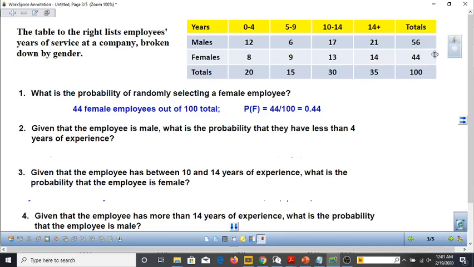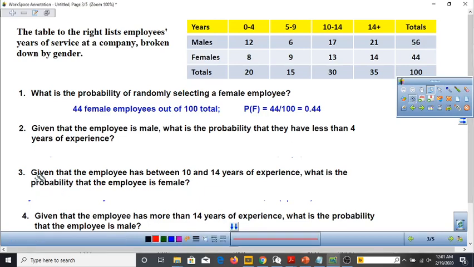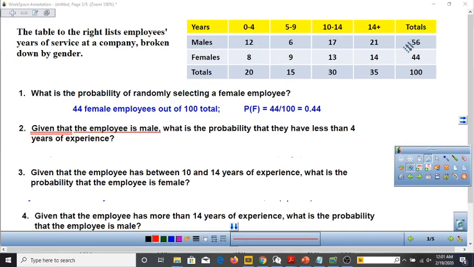Now, how do we know we're dealing with conditional probability? If the words given that are either stated or implied, then whatever comes after that is what we're restricting ourselves to. That's the conditional probability. So what comes after the words given that is the only part we're considering. So since we say given that the employee is male, then we're only looking at the male employees. We don't look at anyone else. So we're only looking at the 56 employees that are male. We're ignoring all the other situations and only looking at that row with males, 56 employees.